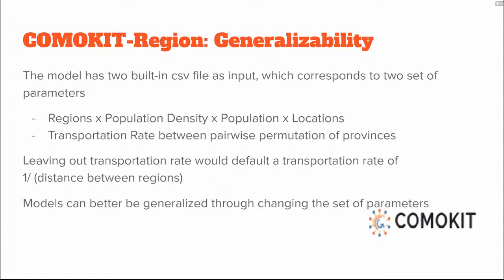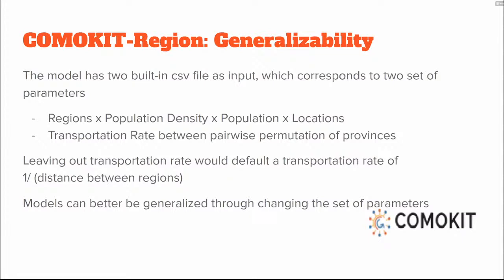So right now the built model is very flexible to incorporate into other places. We basically just have to input a CSV file with region, population density, population, and location, and we have the transportation weight between all pairwise permutations of provinces. By default, we automatically assume that the transportation rate is an inverse function of distance, but if you have real data, that would improve the model.